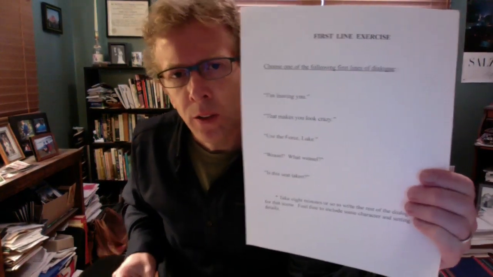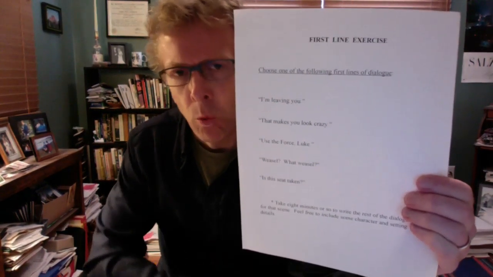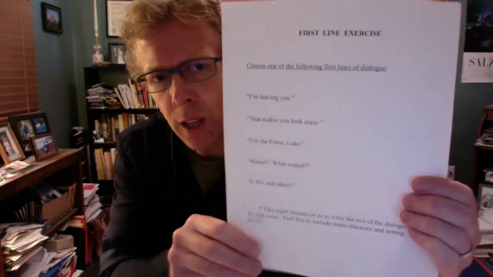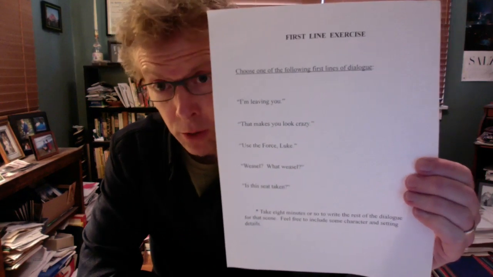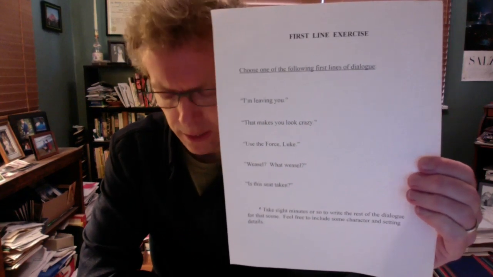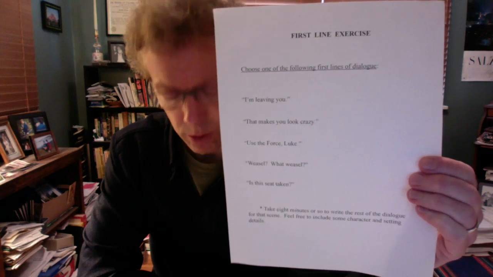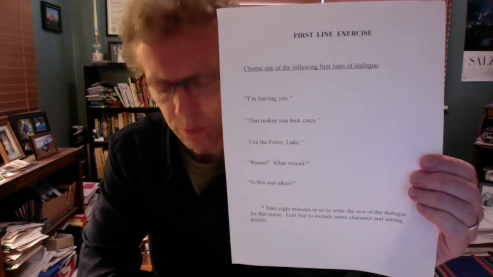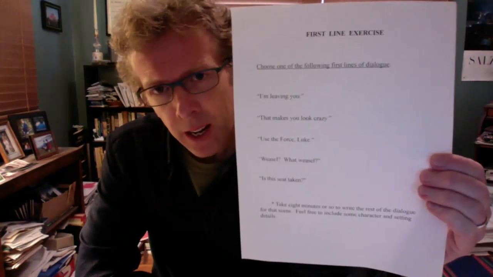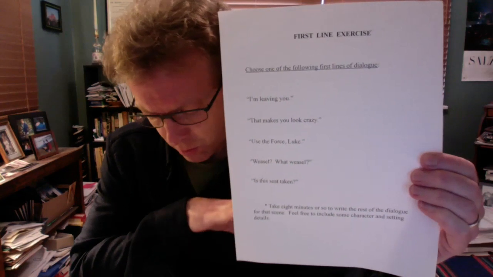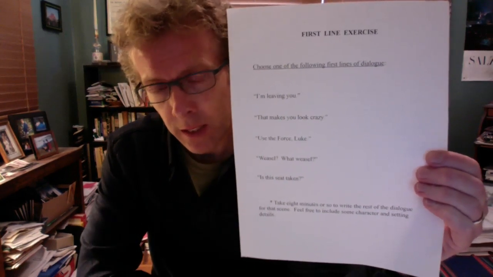Okay. So the following is called the first line exercise. What I'd like you to do is to choose one of the following first lines of dialogue. Your choices are: I'm leaving you. That makes you look crazy. Use the force, Luke. Weasel? What weasel? Is the seat taken? I want you to take 8 or so minutes and write the rest of the dialogue for that scene.